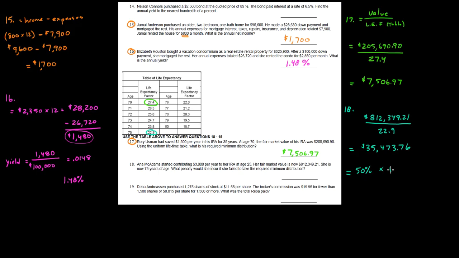So then the penalty, if you do not take the distribution, is 50% times the required minimum distribution. So that would be 0.5 times the required minimum distribution, which was 35,473.76. We multiply that, and the penalty if we were not taking this distribution would be $17,736.88.